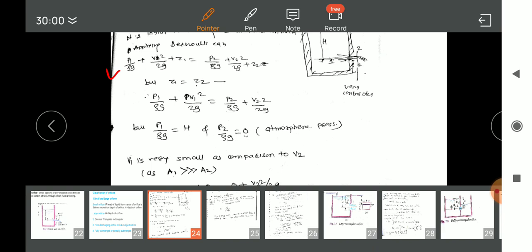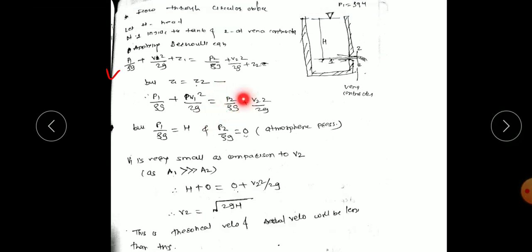So neglecting the velocity at 1, putting P1 by rho g as h plus 0 is equal to P2 by rho g, which is 0, plus V2 square by 2g. So we get the velocity at the outlet of the orifice as under root of 2gh. So same formula again: velocity is square root of 2gh. Higher is the velocity when head is higher, and accordingly the discharge is more, because discharge is area into velocity. So as the velocity will be more, discharge will be more. That is the formula to determine the velocity.